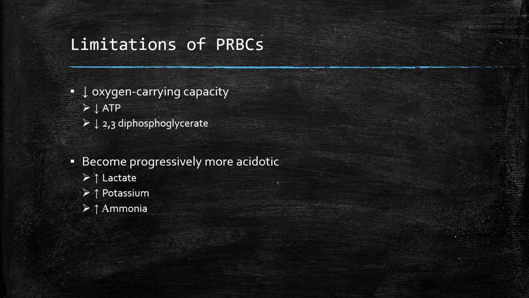preserved cells. In addition, the unit of blood will become progressively more acidotic as cells lyse, and so one has to be cautious that they may well be transfusing increased lactate, increased potassium, and increased ammonia with each unit.